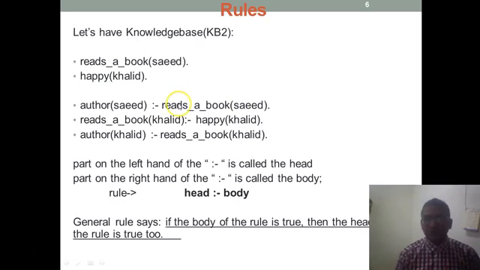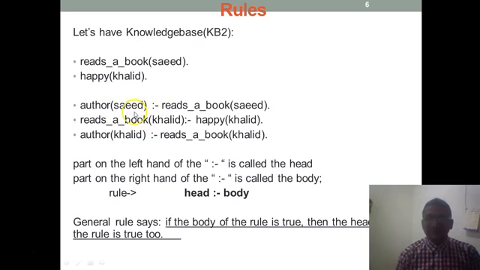So basically when we talk of a rule, we have two parts. One is the left hand side and one is the right hand side. The left hand side part is called the head of the rule. So if you look at this rule, this is the head, and the right hand side of this sign is called the body. So this part is called the body. The general rule says that if the body is true, then the head is assumed to be true.